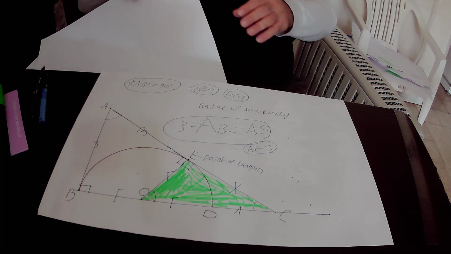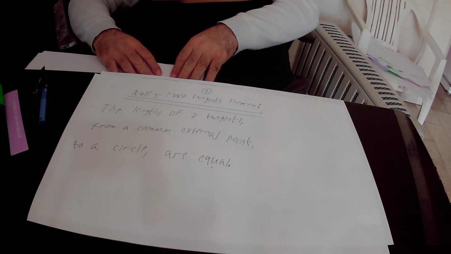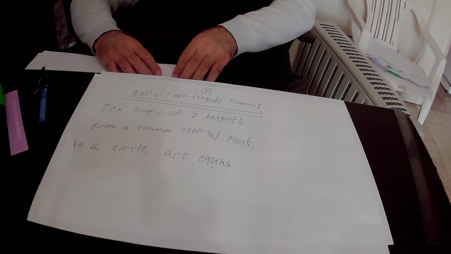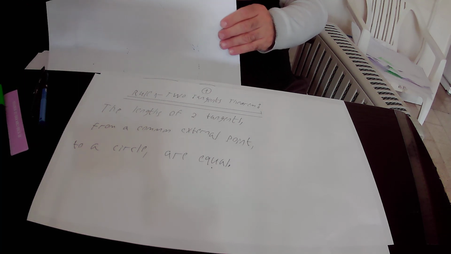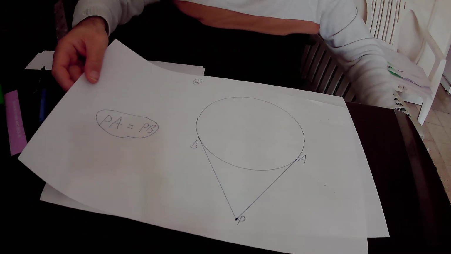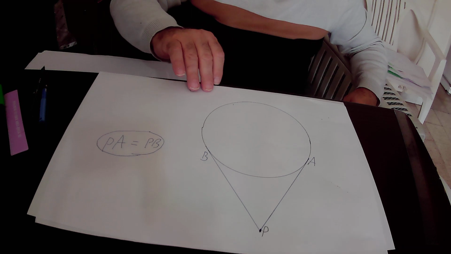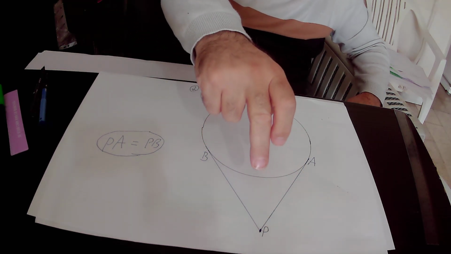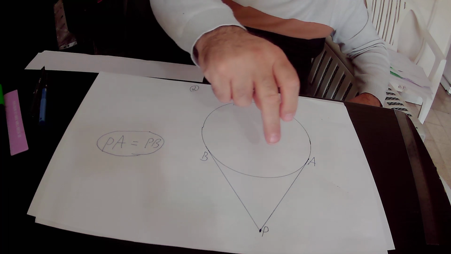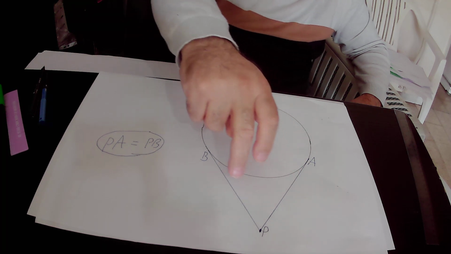So, in the first step, I presented to you rule number 1, or the two tangents theorem: the lengths of two tangents from a common external point to a circle are equal. So what is the meaning of rule number 1? If you have this black circle and the external point P, and from P we draw two tangents to the circle, the first tangent is PA and the second tangent is PB.